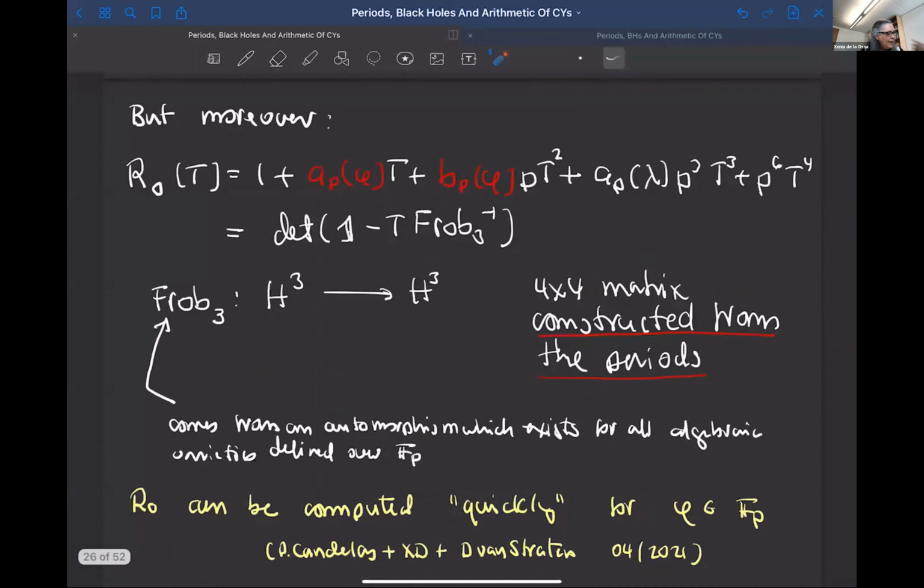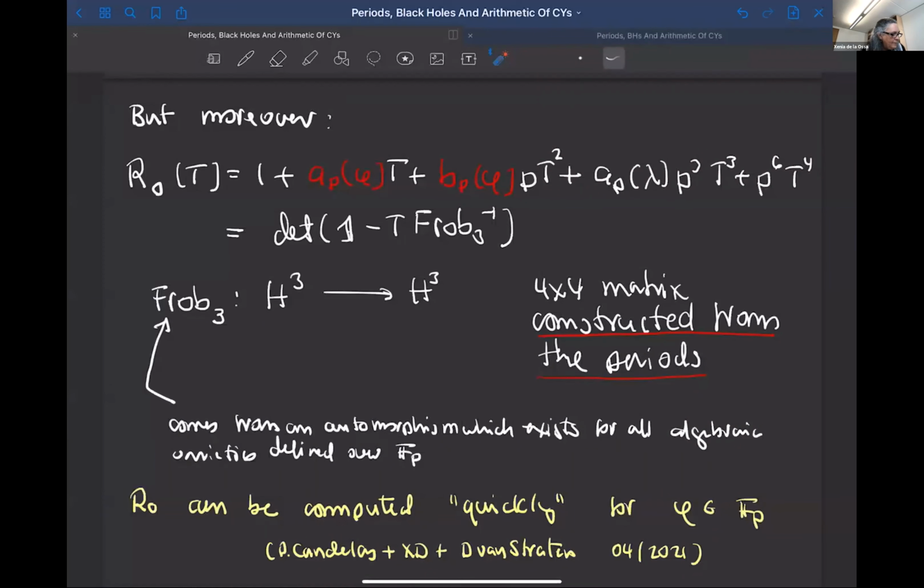There is another way of writing this polynomial, which is in terms of an object called the Frobenius. You can recast this polynomial in terms of a determinant that involves an object called the Frobenius map, acting, in this particular case, on the cohomology, and is constructed from the periods too. This object comes from an automorphism called the Frobenius, that exists for all algebraic varieties defined over finite fields.